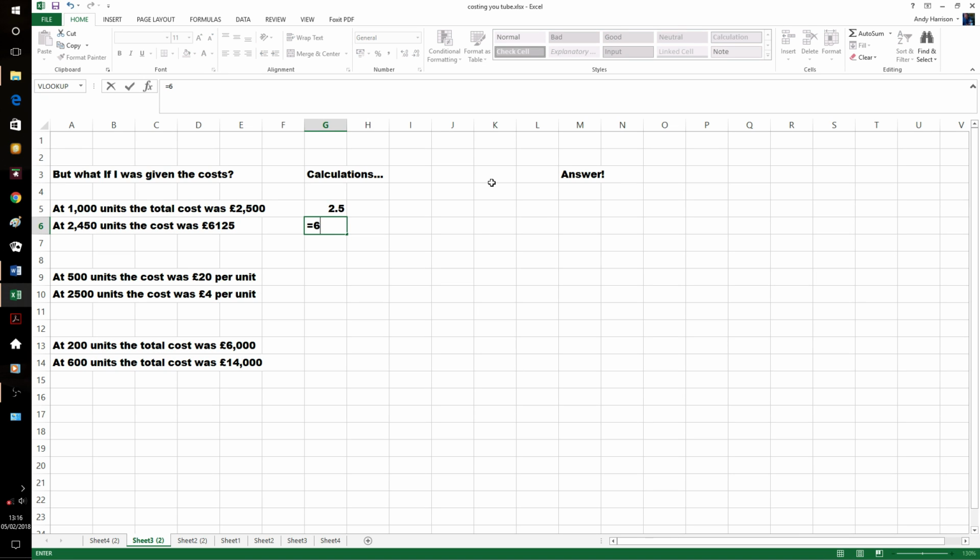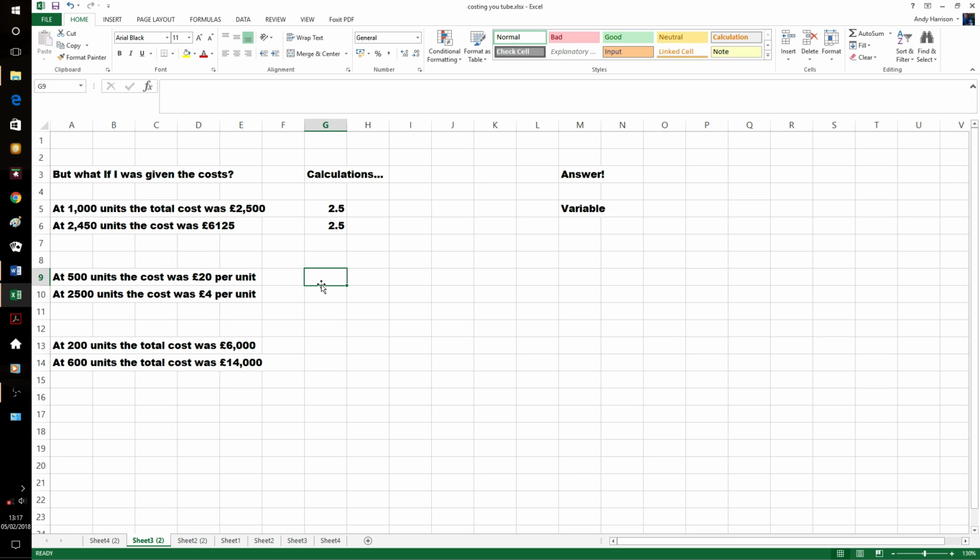And if we take the next line, it must be a typo, because that's also £2.50 per unit. So if it's the same per unit regardless of output, it must be a variable cost.